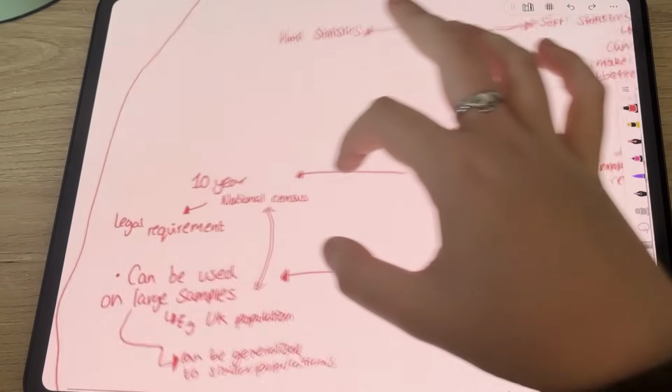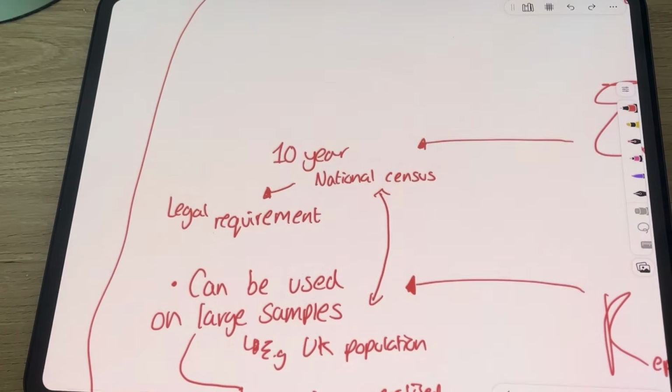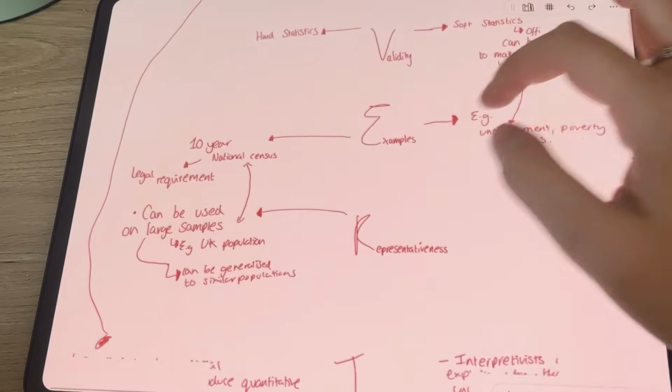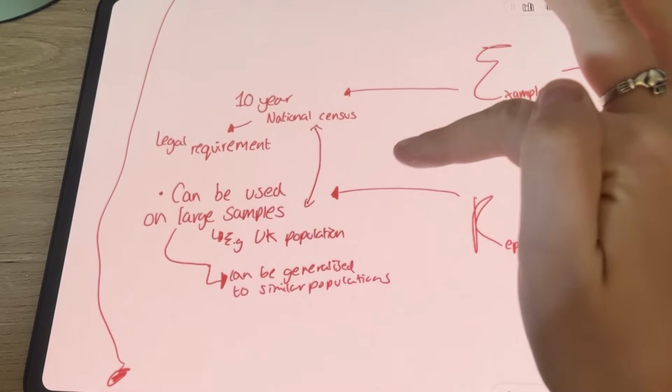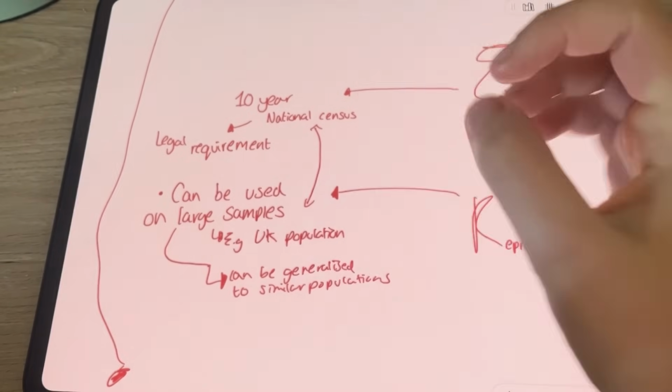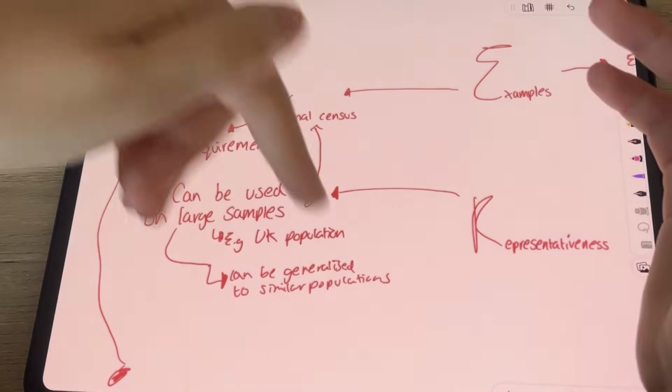Examples of other official statistics is the 10-year national census. This is a legal requirement. It's just like a survey finding out how many people live in your home and things like that. But that can be helped to gather data. So this is representative because it uses large samples, such as the whole UK population, which can then be generalised.